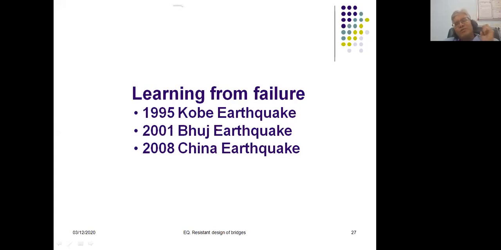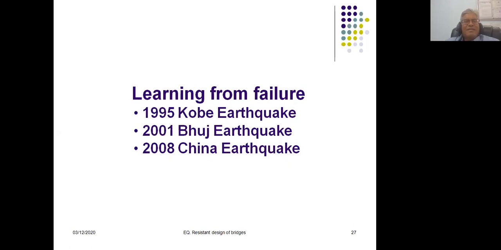Now we come to the earthquake part. In the earthquake part, as I have told you, I took three different earthquakes: the 1995 Kobe earthquake, the 2001 Bhuj earthquake, and the 2008 China earthquake. Let us see all three earthquakes one by one and see what kind of failures were observed in the bridges. That gives us important lessons for making earthquake resistant bridges.